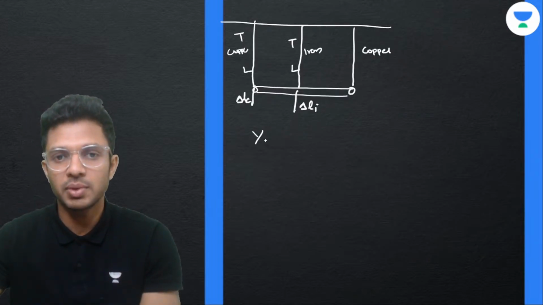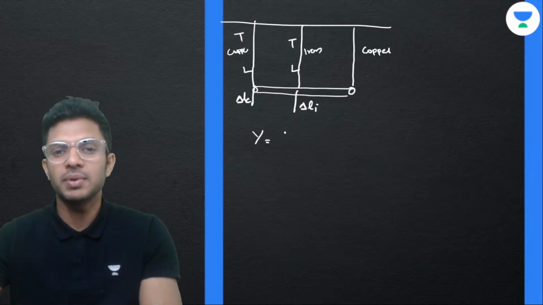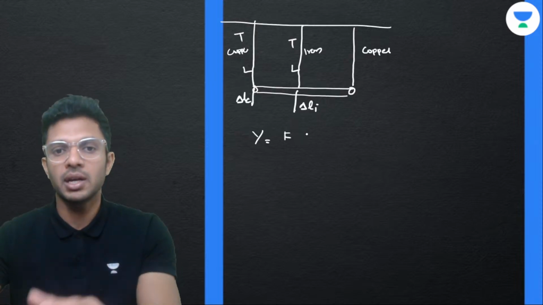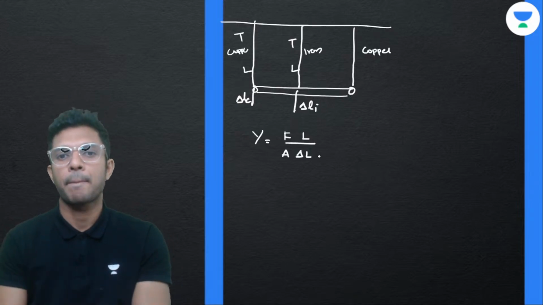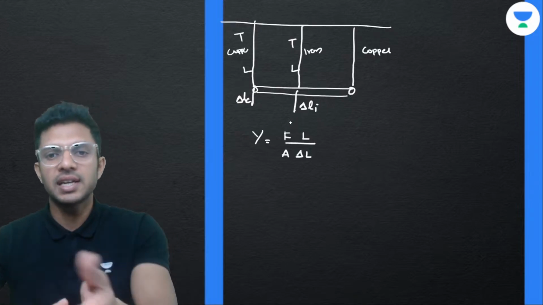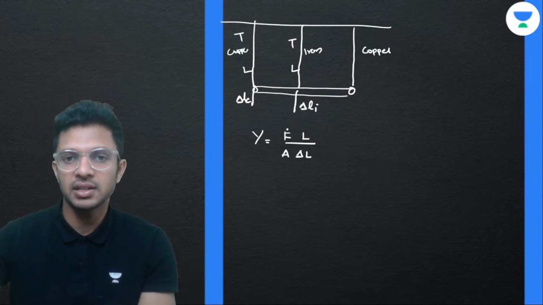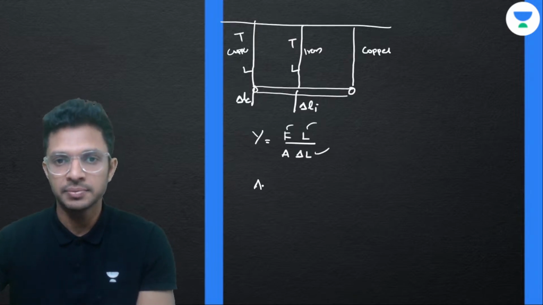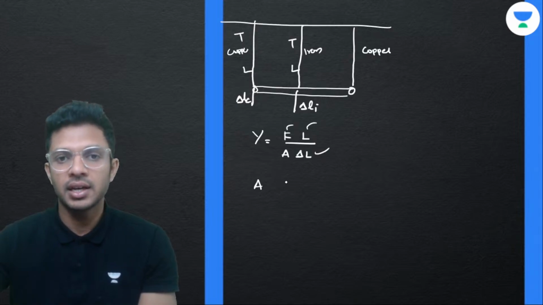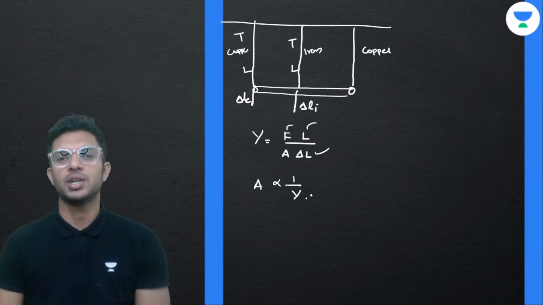For this we should be writing the formula for Young's modulus. How much is it? FL by A delta L. Now in both the cases, as we are going to make the comparison here, force is a constant, which is the tension, length is constant, increase in length is constant. So we can say area is inversely proportional to Young's modulus.